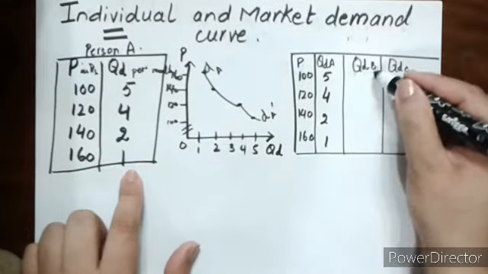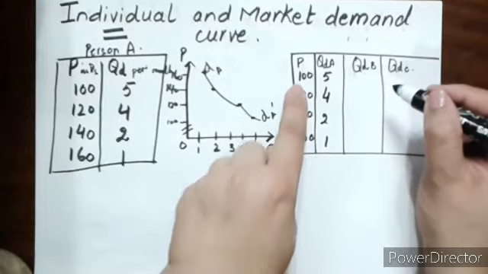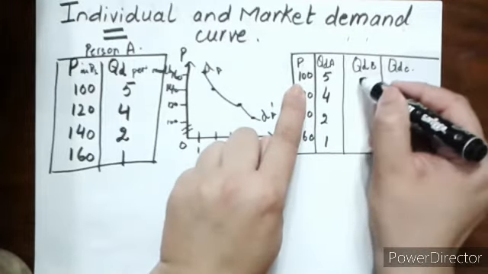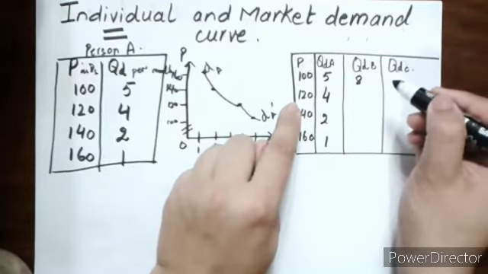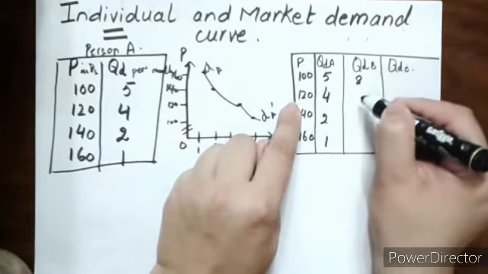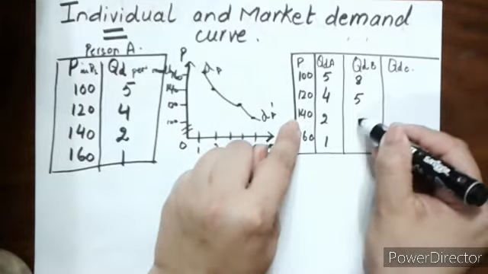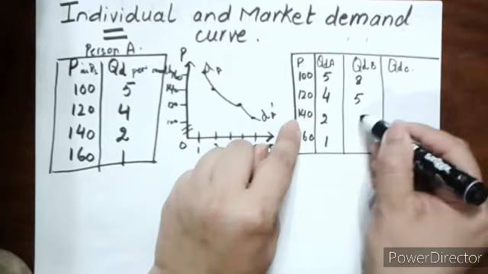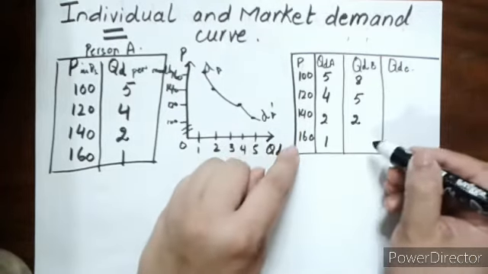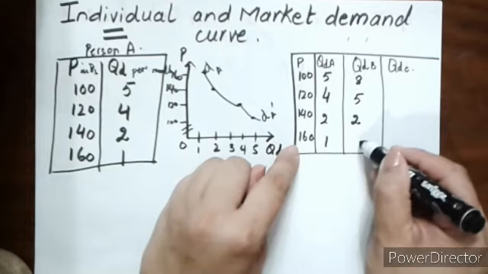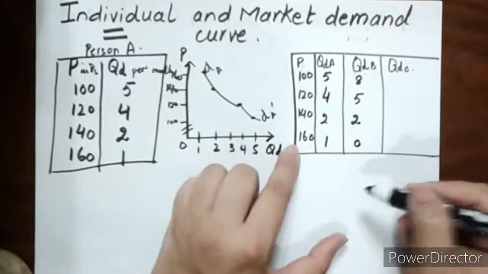Now let it be some other person B. Let's assume that at rupees 100 he is willing to buy 8 shirts. Then at rupees 120 he buys 5. At rupees 140 he buys, let's say, 2. And at 160 he just stops buying, because maybe it becomes very expensive for him.